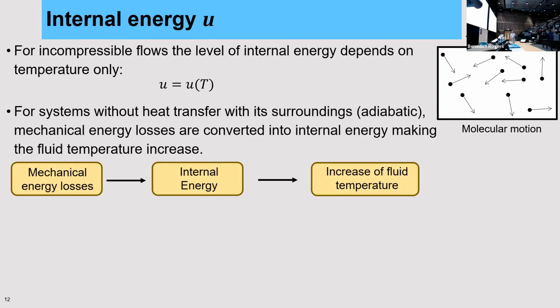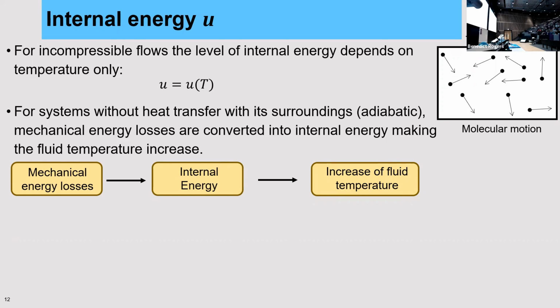So for systems without any heat transfer to the surroundings, that means it's adiabatic. The mechanical energy losses are converted into internal energy, making the fluid temperature increase. You know this because if you get a tub of water and put a little propeller inside and rotate it and rotate it, gradually you'll increase the temperature of the water. So the mechanical energy losses are converted into internal energy, which leads to an increase in the fluid temperature. So that's how these are all related.